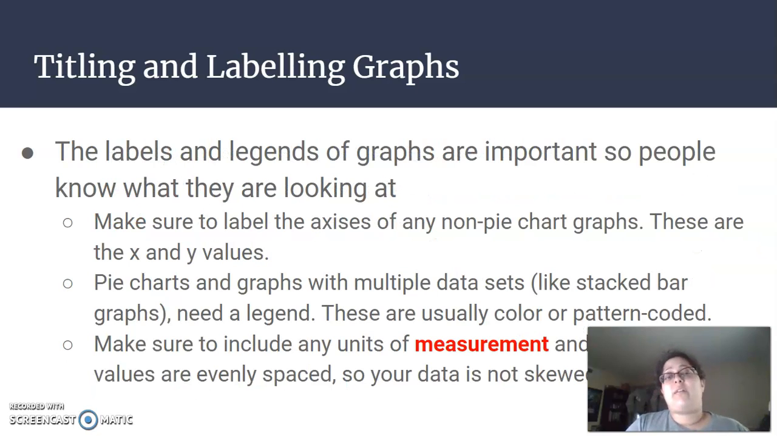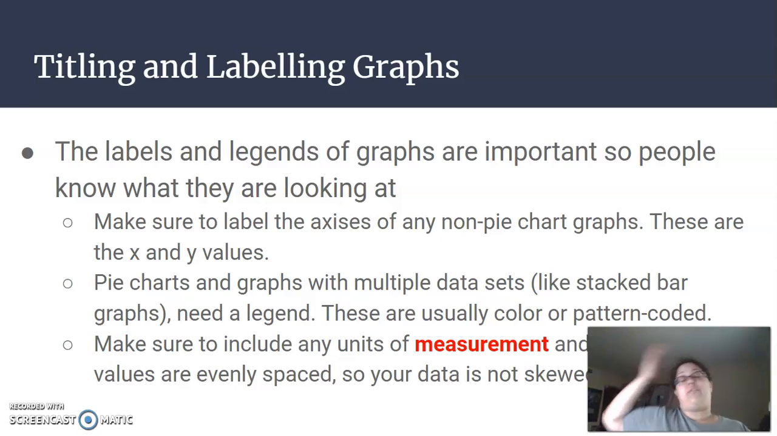The labels and the legends of graphs are important so people know what they're looking at. You need to make sure your labeling makes sense, that your axes are labeled. If it's not a pie chart, you're going to have an X and Y axis, so you're going to need to label those. If you have pie charts or graphs of multiple data sets, like bar graphs or stacked bar graphs, you're going to need a legend where you color or pattern code.